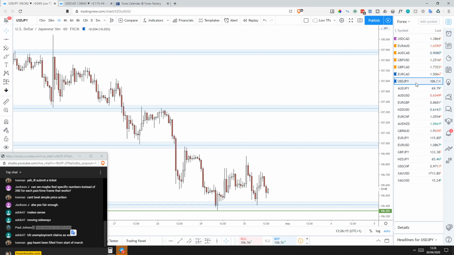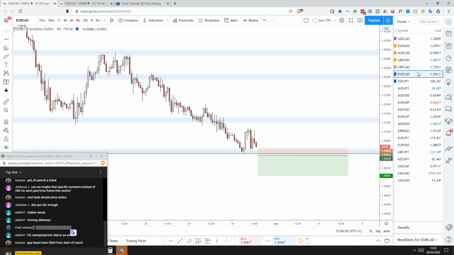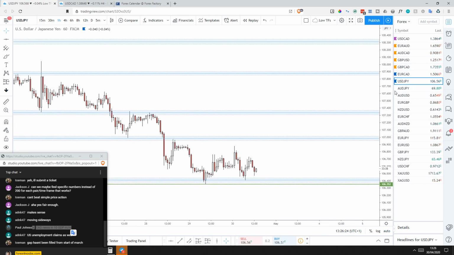So just to review, 1 hour charts, we got EURAUD. If it breaks through this green line, I'll be looking for a short. USDJPY, if it breaks through this green line, I'll be looking for a short.